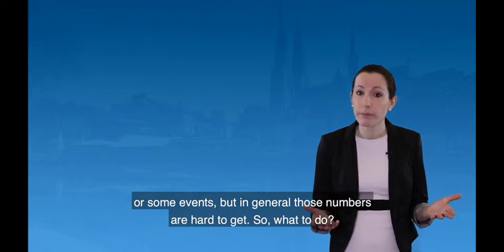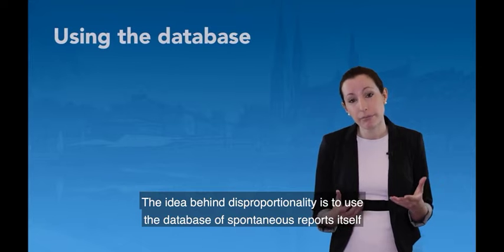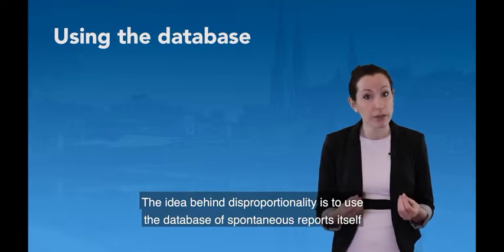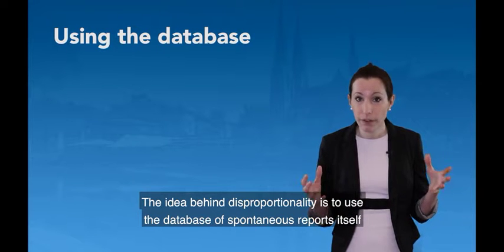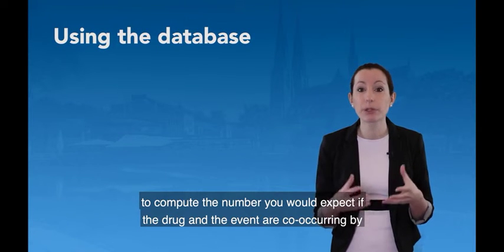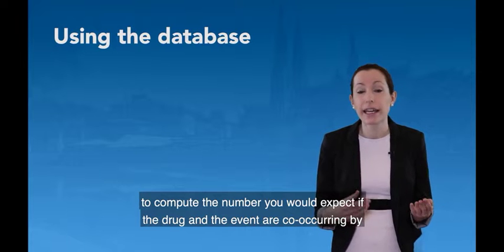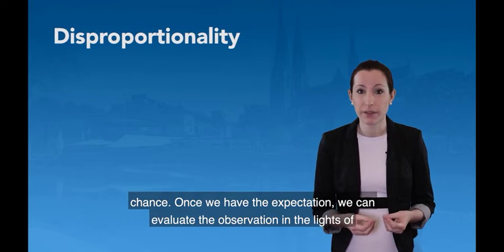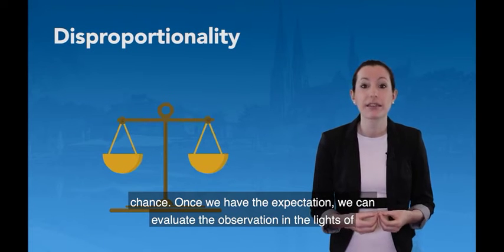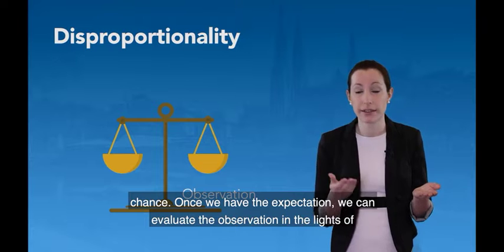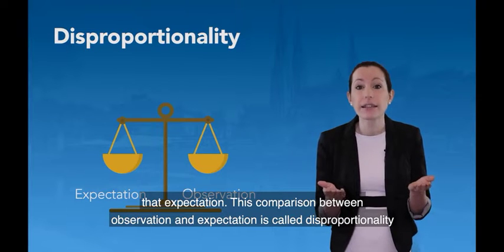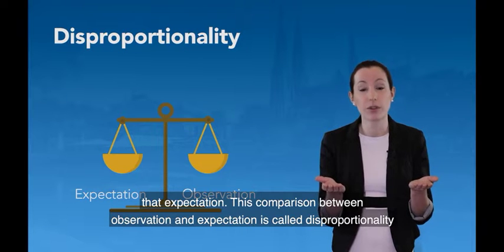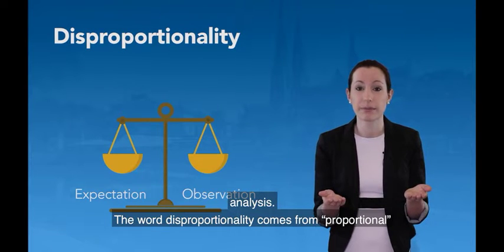So what to do? The idea behind disproportionality is to use the database of spontaneous reports itself to compute the number you would expect if the drug and the event are co-occurring by chance. Once we have the expectation, we can evaluate the observation in the light of that expectation. This comparison between observation and expectation is called disproportionality analysis.